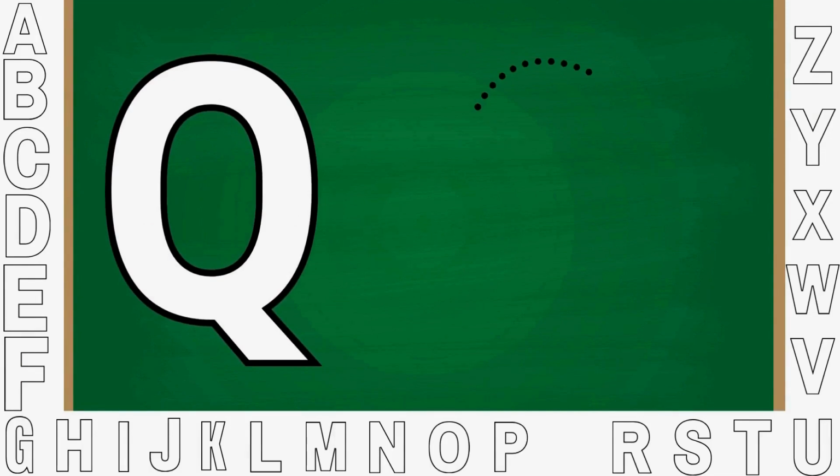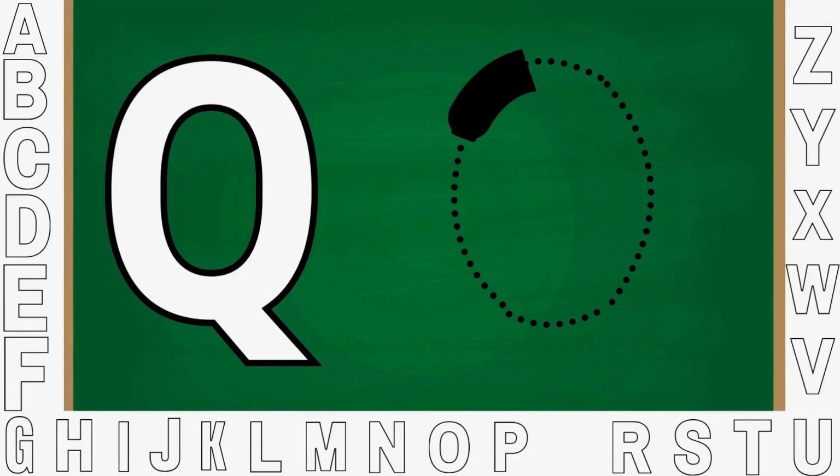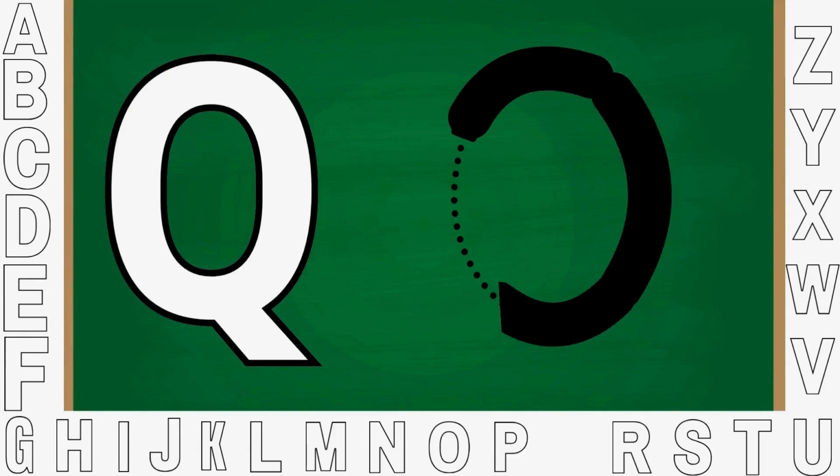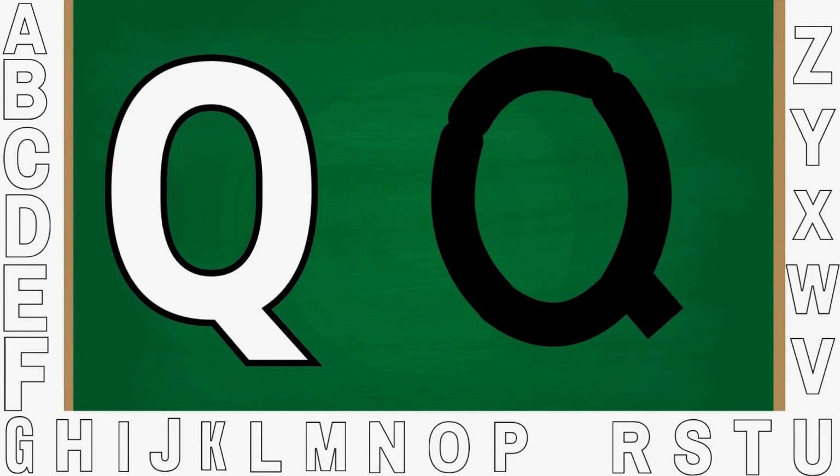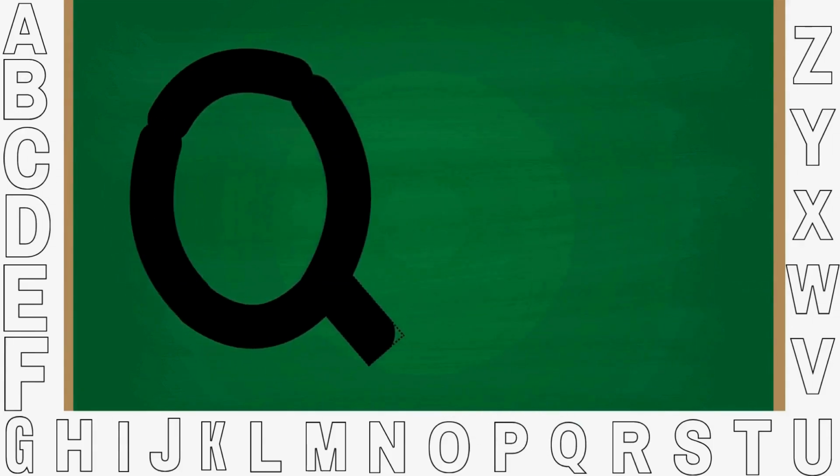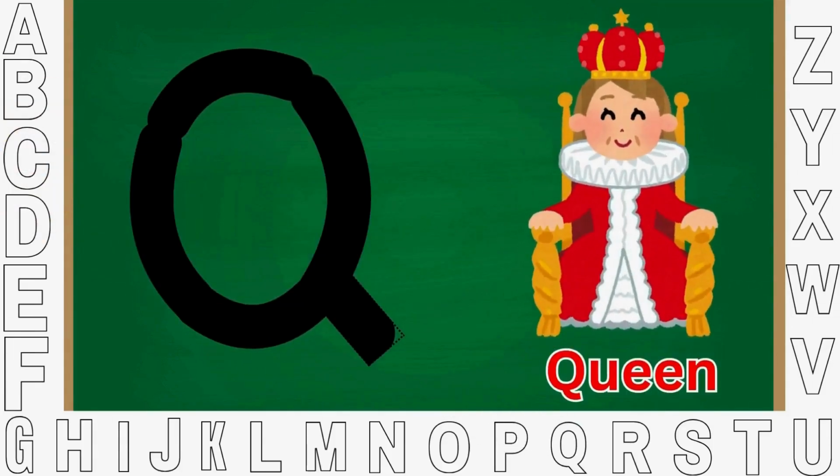Q. Draw an oval. Add a small diagonal line coming from the bottom right of the oval. Q. Q is for queen.